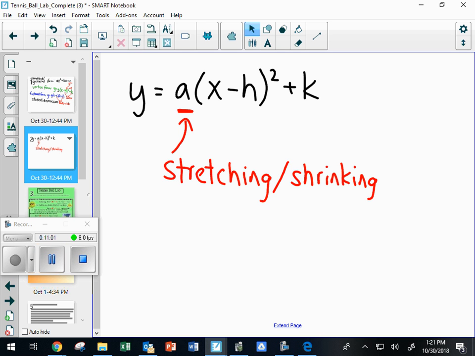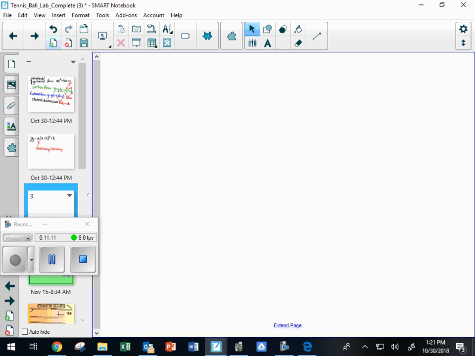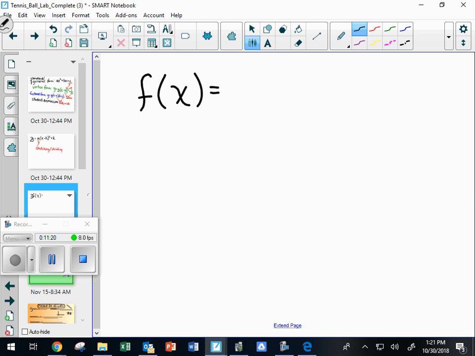What we want to do next is kind of just a review of what we did yesterday a little bit. We did it briefly yesterday, but now we'll formalize what we're going to learn, all right? So if we have something in vertex form, for example, we have this function here, 2 times the quantity x minus 3 squared, minus 2.